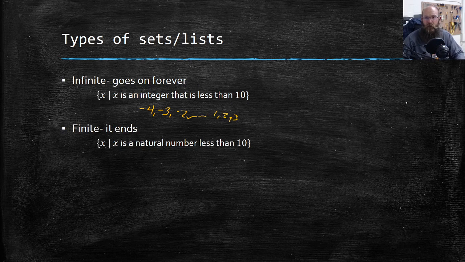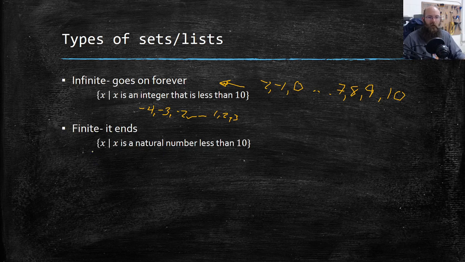That still goes on forever, because if I'm starting at 10, I could go down to 9 and 8 and 7 and eventually get to 0, and then I keep going negative. So this list keeps on going because it can keep going to the left. But finite means it ends.